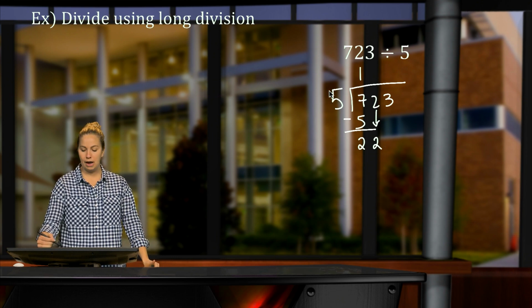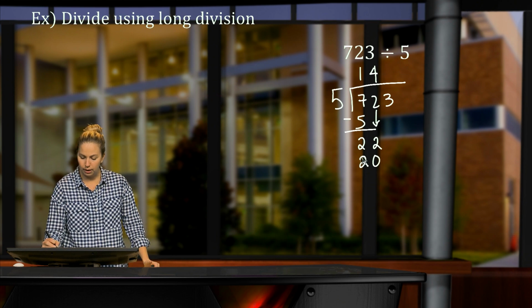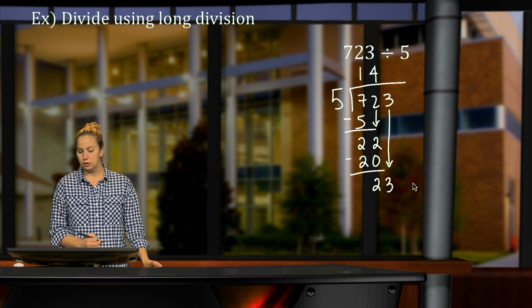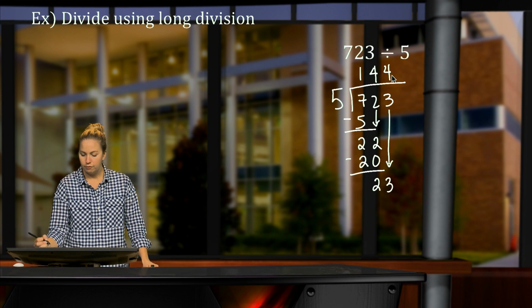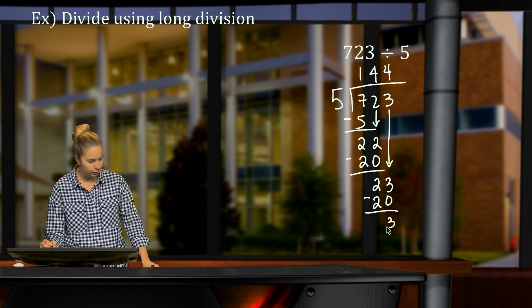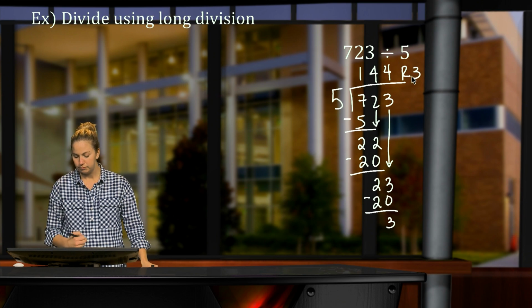How many times does 5 go into 22? 4. 4 times 5 is 20. Subtract, we get 2, and then we bring down the 3. How many times does 5 go into 23? 4 times 5 is 20. Subtract, we get 3, and we would write a remainder of 3.